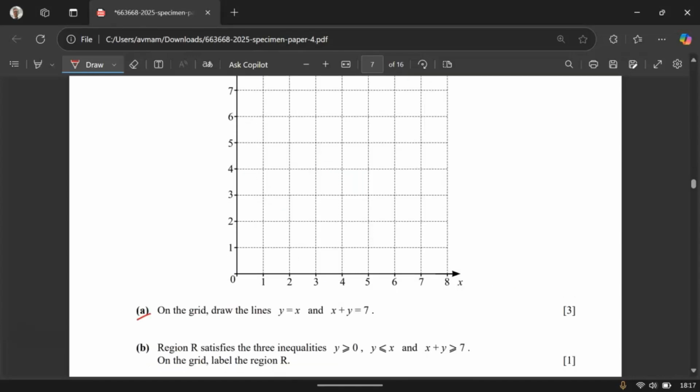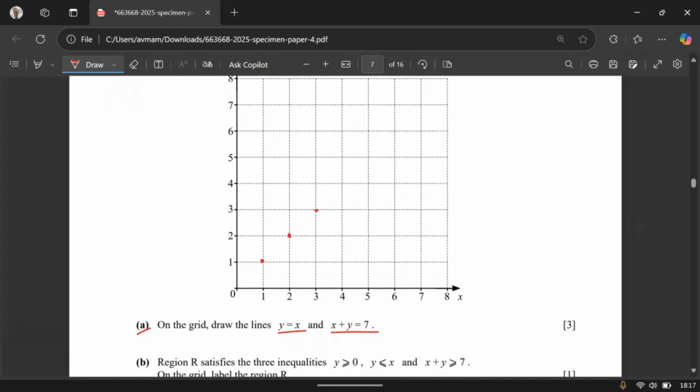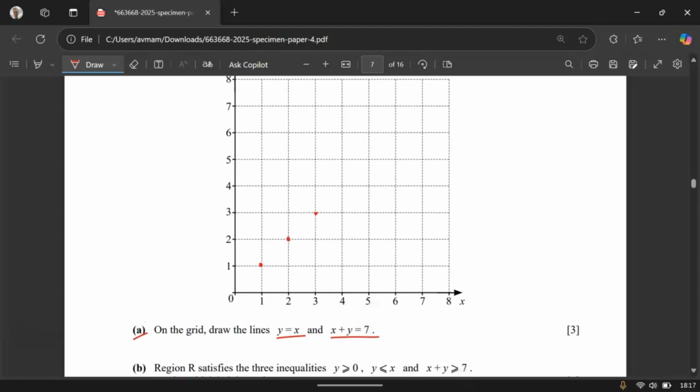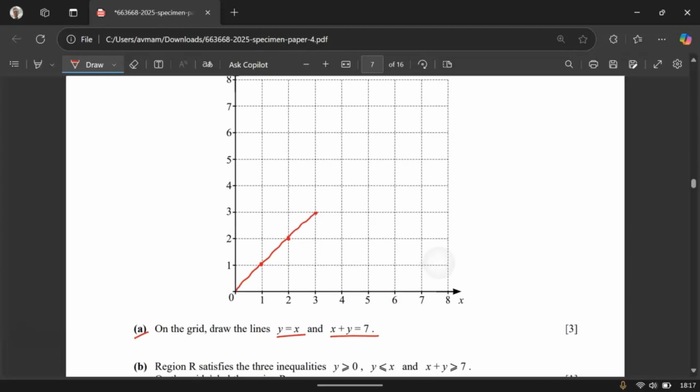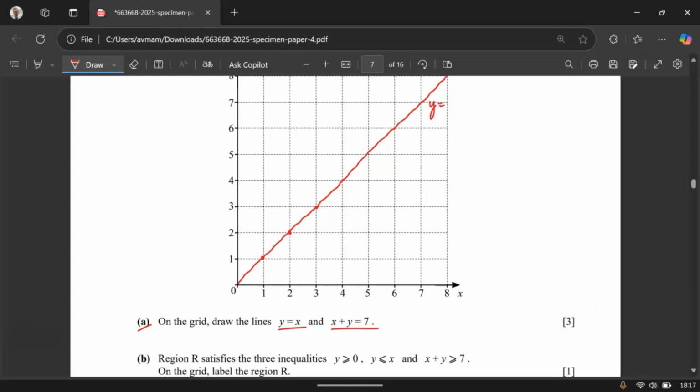On the grid, draw the lines y equal to x and x plus y equal to 7. Now y equal to x is when x and y are equal. When x is 2, y is 2. When x is 3, y is 3, and so on. So you need to use a ruler and a pencil and draw a straight line, and then label this line as y equal to x.